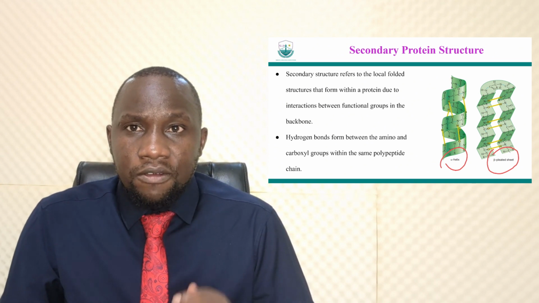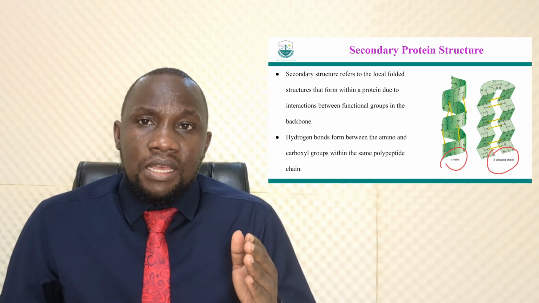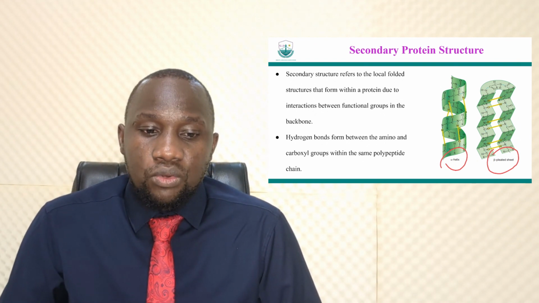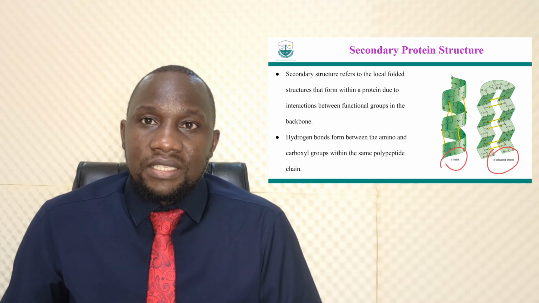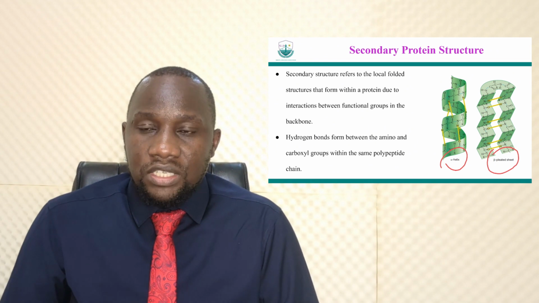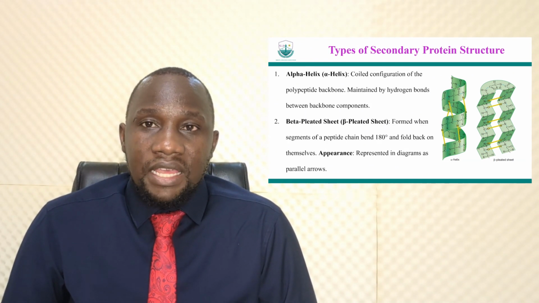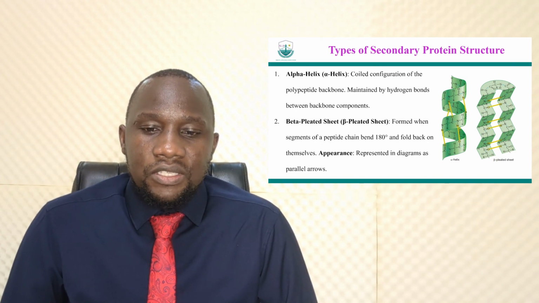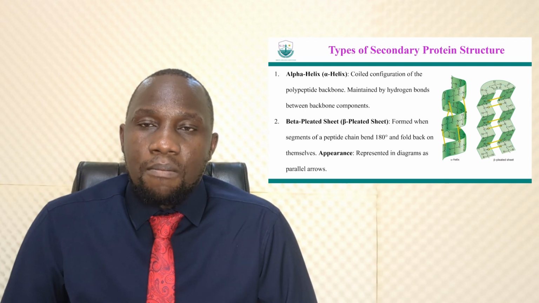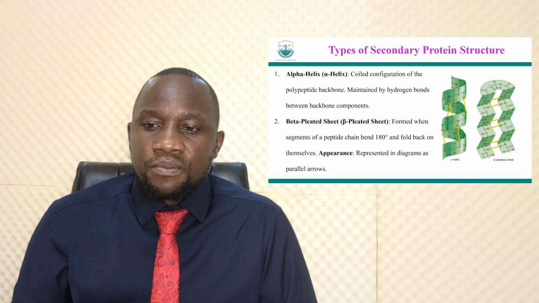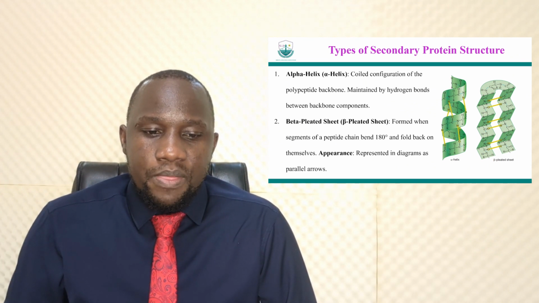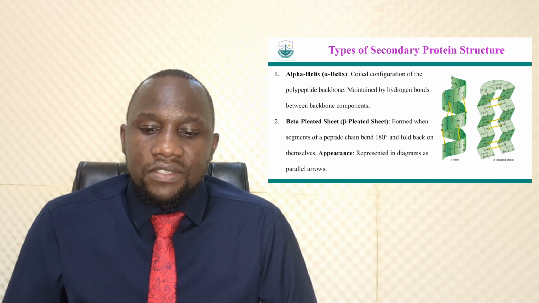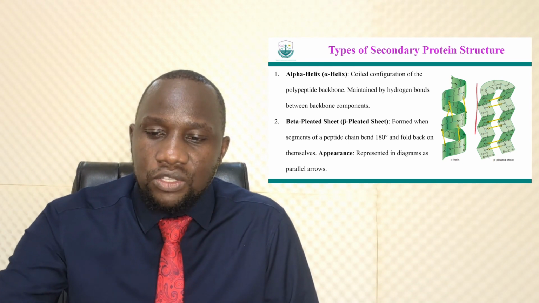The bonds that we have in there, for primary, we only talk about peptide bonds. For here, we are talking about the peptide bonds. Definitely will have to be there, but in addition to the peptide bonds, we are also talking about hydrogen bonds. So that means that secondary proteins are much more stable compared to primary proteins. Okay, so like I said, we have two types of folding. The alpha helix is a coiled configuration of the peptide backbone. It's more spiral, and then the beta sheeted one, you have segments of a peptide bending at 180 degrees and folding back on themselves. And this is what gives them that parallel appearance that you see here.